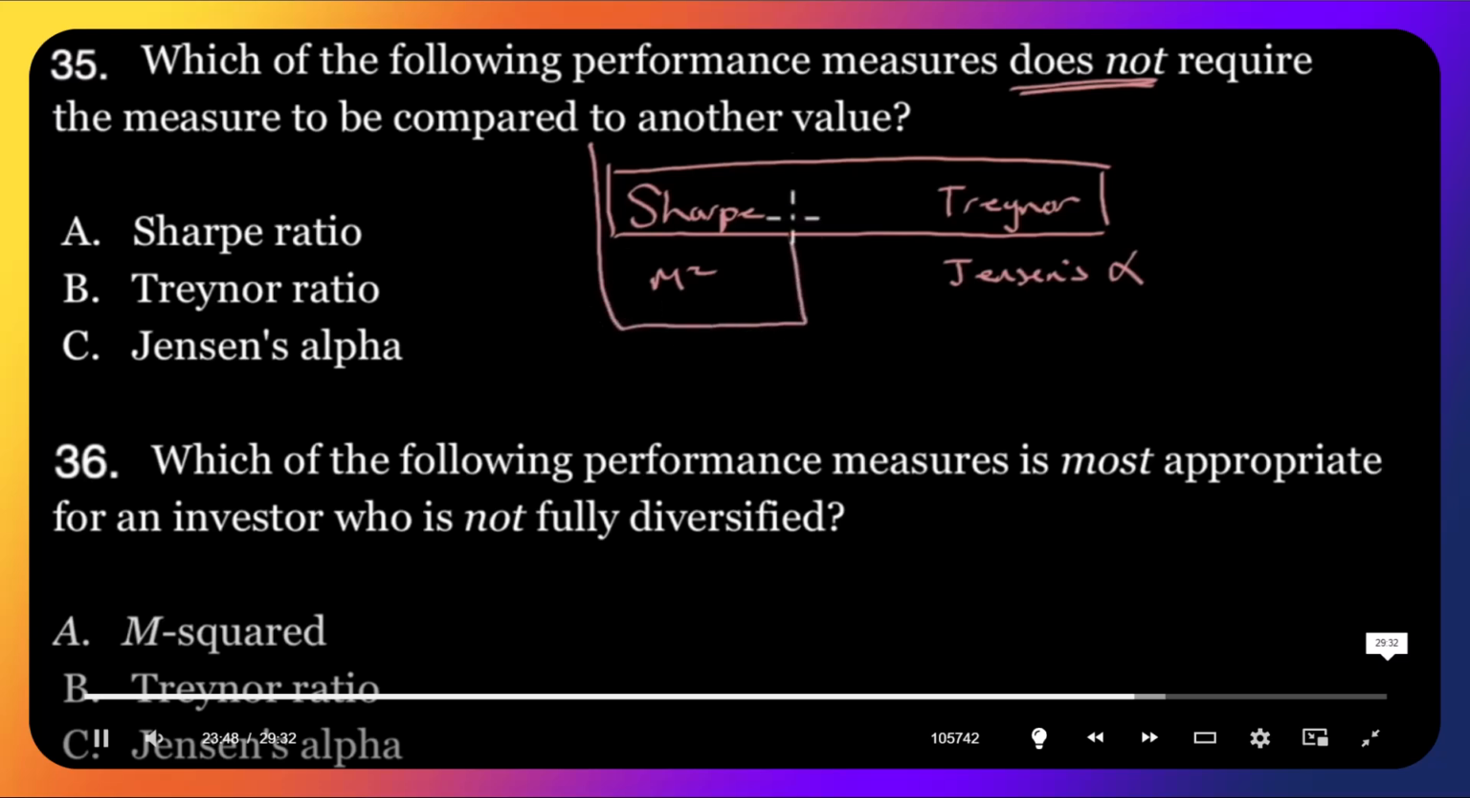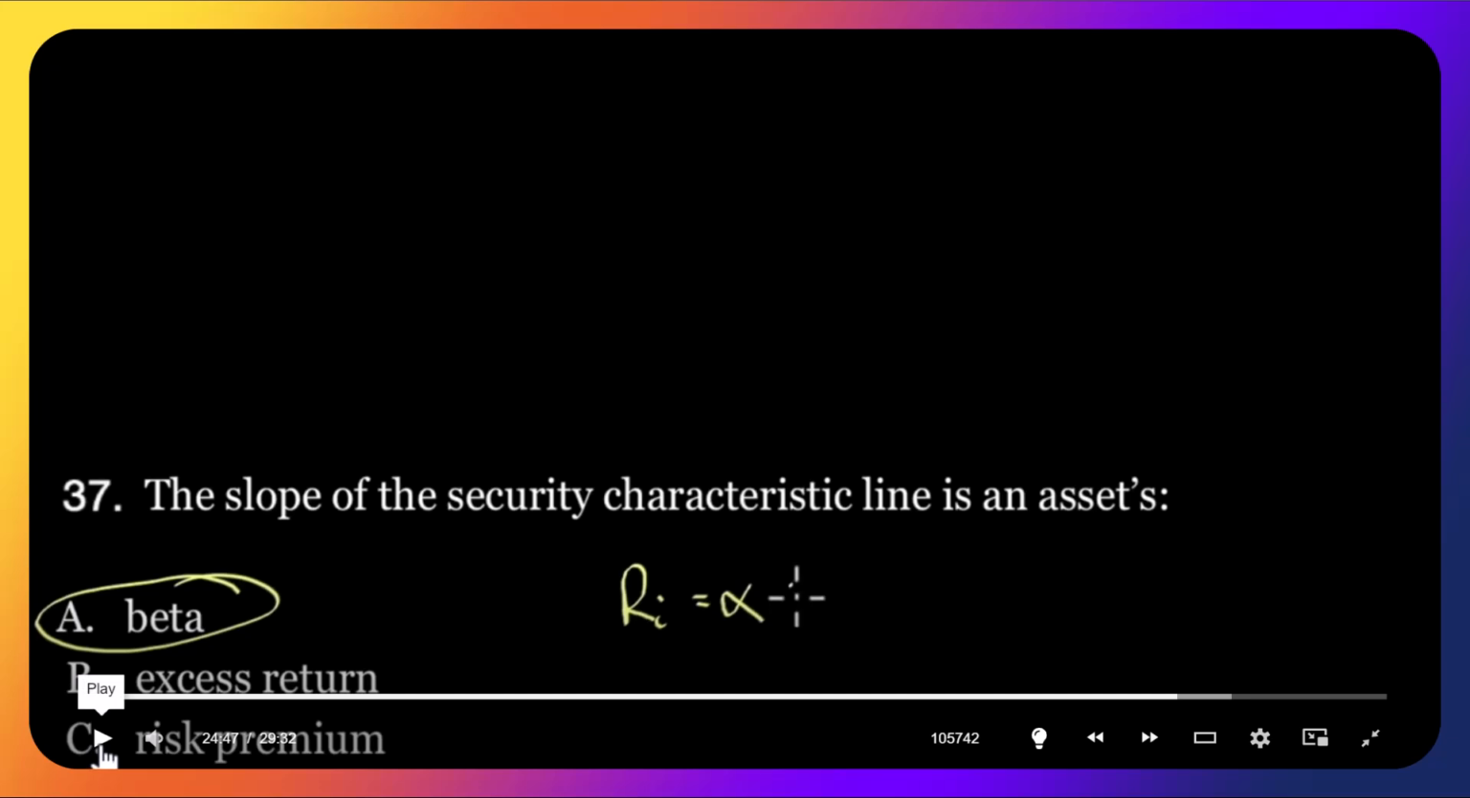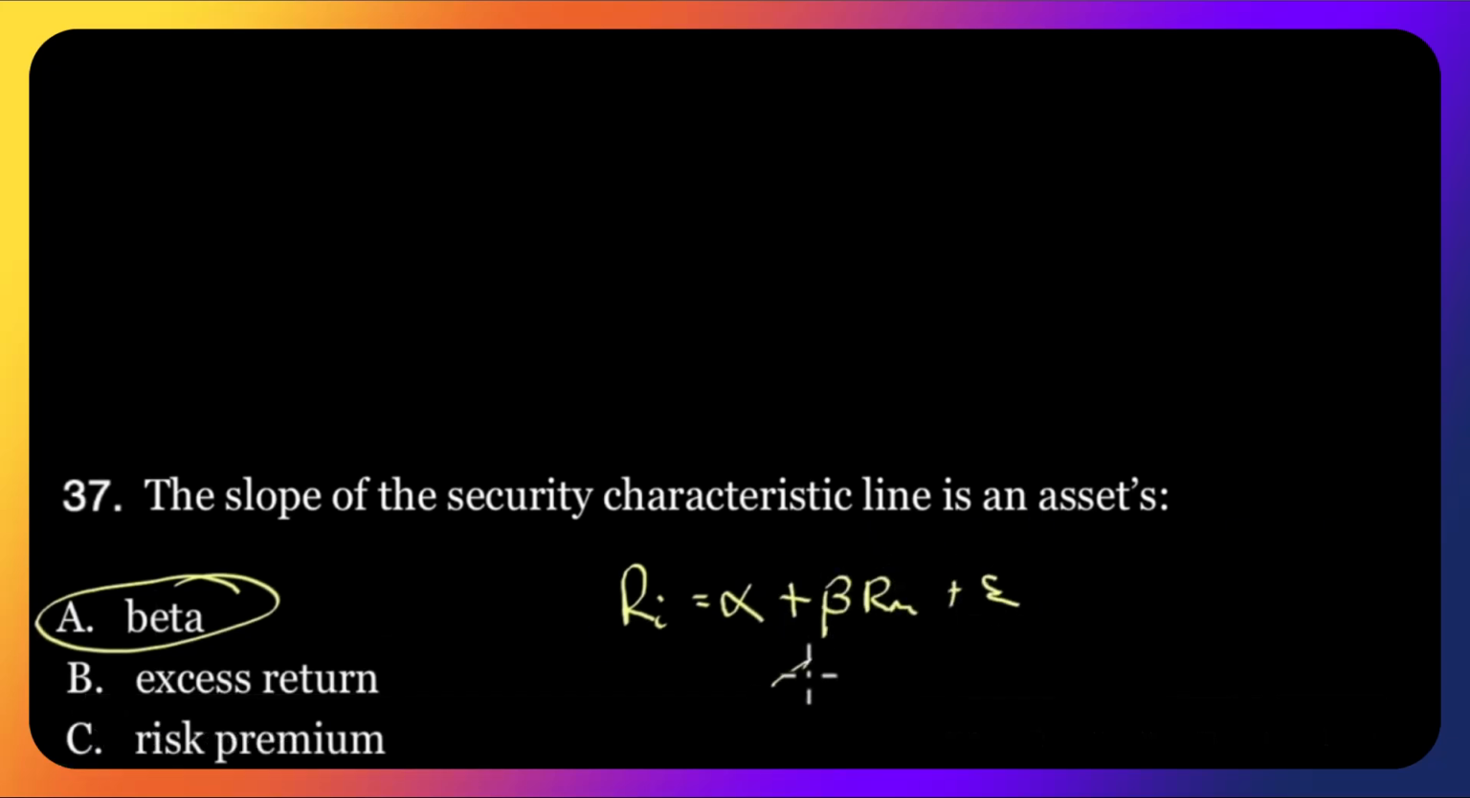And if we go this way, remember this was total risk and this was just systematic risk. So which one does not require it? The Sharpe ratio? It does. The Treynor plus beta RM plus epsilon. There it is right there.